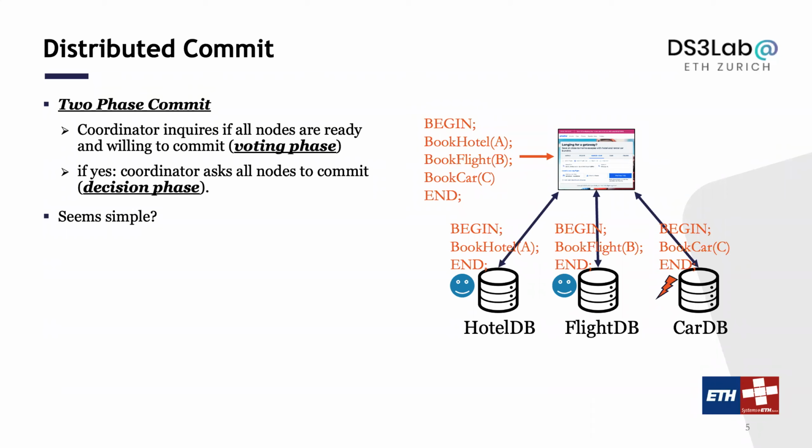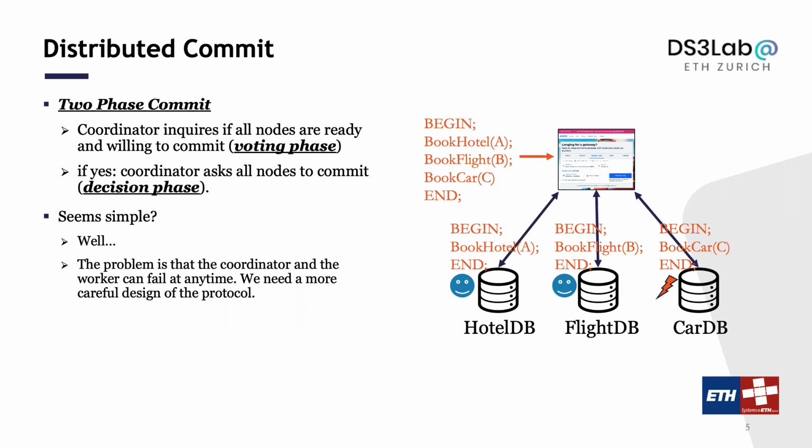So what is the problem here? This seems to be a very simple solution. The fundamental problem is that the coordinator could fail, the worker could fail, or maybe all of them fail, and they can fail at any time. Whenever you are building a protocol, you need to make sure you take into consideration all those potential failure cases. And that is something we are going to play with today.